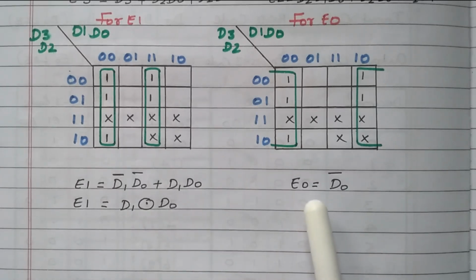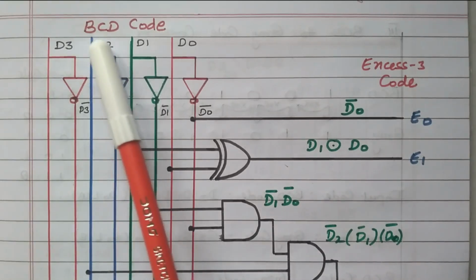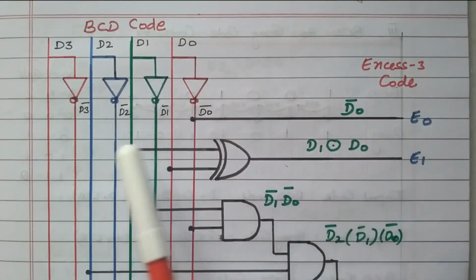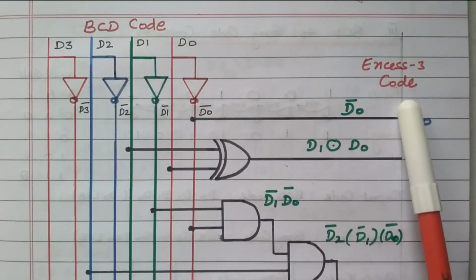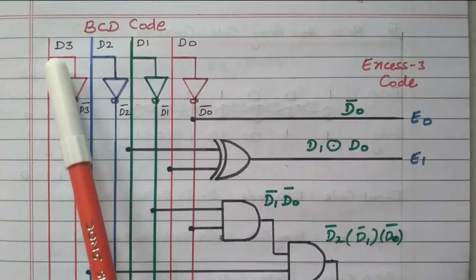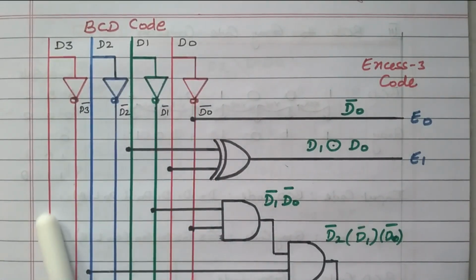Now we'll go to the logic diagram to implement E3, E2, E1 and E0. This is the logic diagram available. This is the input code, the BCD code. Here we are going to get the XS3 code, so that we are converting from BCD code to XS3 code. The BCD code is represented by D3, D2, D1, D0. This line has the input D3.